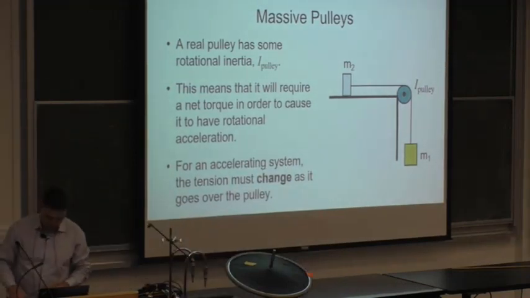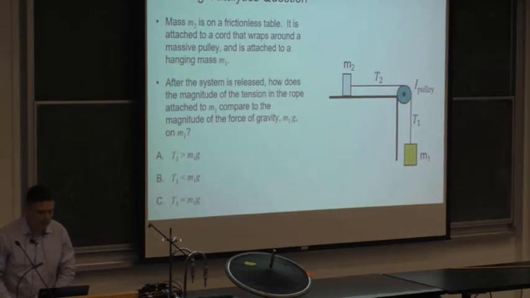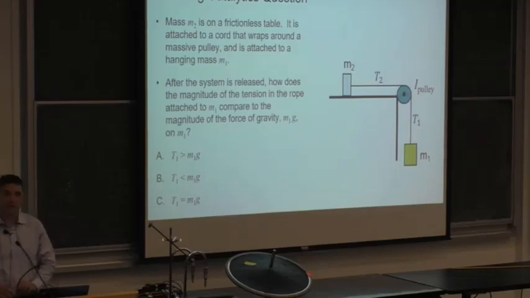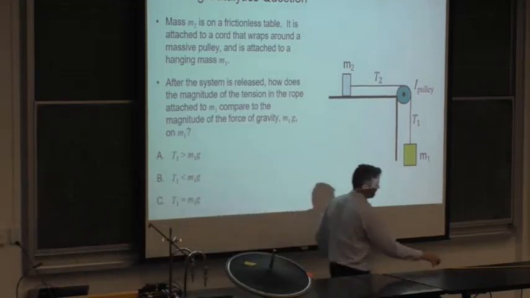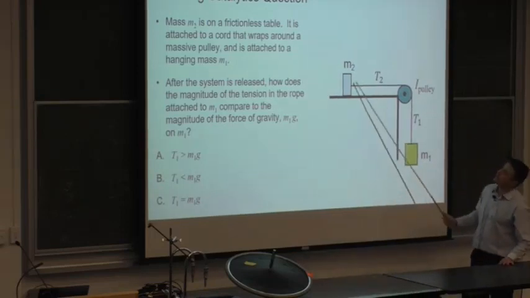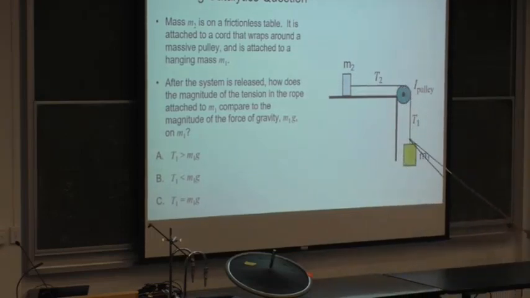So I'm going to go a little backwards in time for a minute. This is a question that should be review. It's not a Chapter 9 question. This is an old question. I'm going to read it, and then I'll give you a minute to think about it. Mass M2 is on a frictionless table. It is attached to a cord that wraps around a massive pulley, and it is attached to a hanging mass M1. Let's just think about M1 for a minute. After the system is released, how does the magnitude of the tension in the rope attached to M1 compare to the magnitude of the force of gravity on M1, M1 times G?